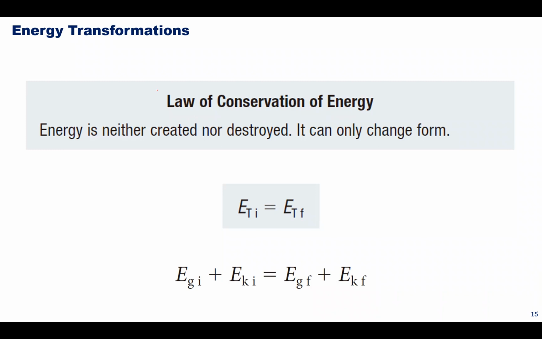The total initial energy, ETI, equals the total final energy, ETF. For situations involving only gravitational potential energy and kinetic energy, the equation can be written as EGI plus EKI equals EGF plus EKF. That means the sum of the gravitational potential energy and the kinetic energy in the initial state equals the sum in the final state. Knowing the energy of a roller coaster car at the start of the ride enables you to determine the gravitational potential energy and kinetic energy at any other points. The following tutorial examines how to use conservation of energy to solve problems involving motion.